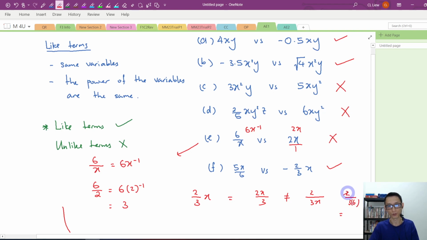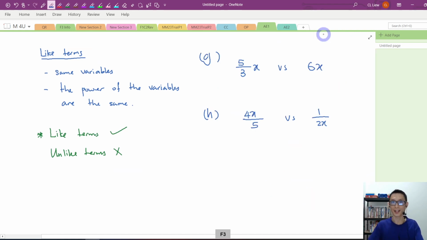This is 2 divided by 3, divided by 6, you should be able to get 1 over 9. You see, when x is 6, these two give you exactly the same value, which is equal to 4, but this one gives you a different value, which is equal to 1 over 9.